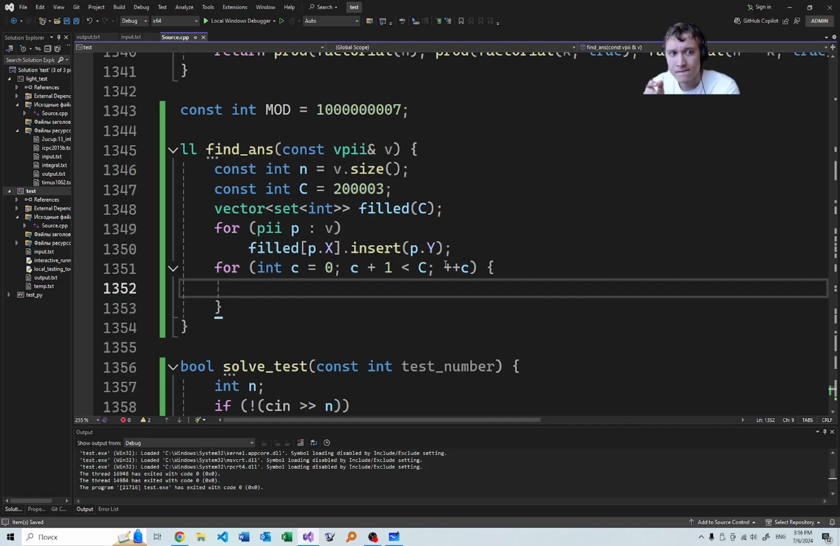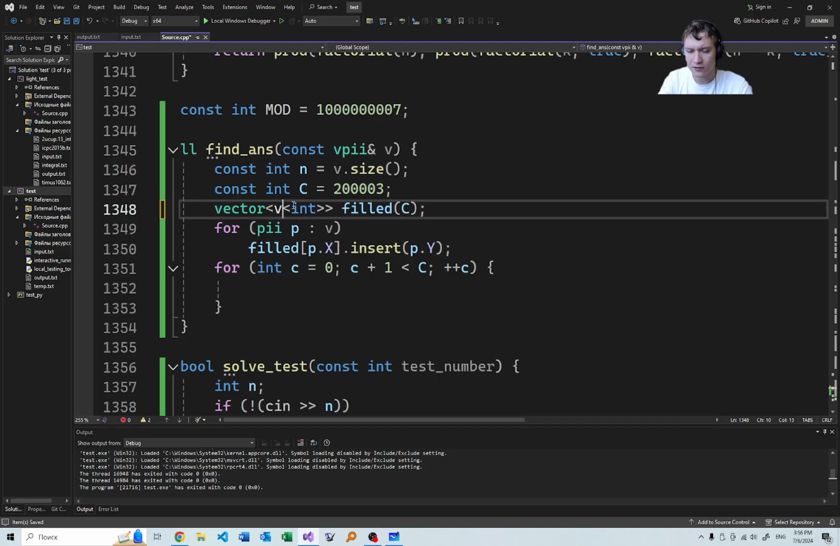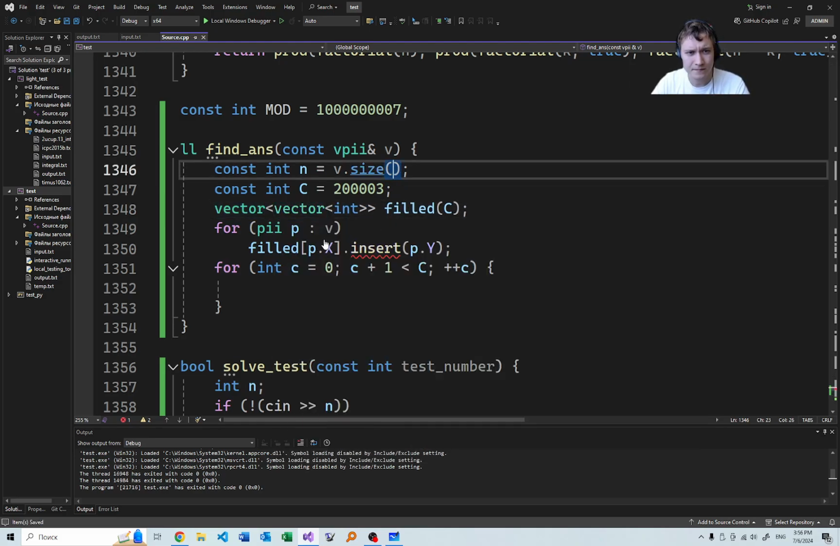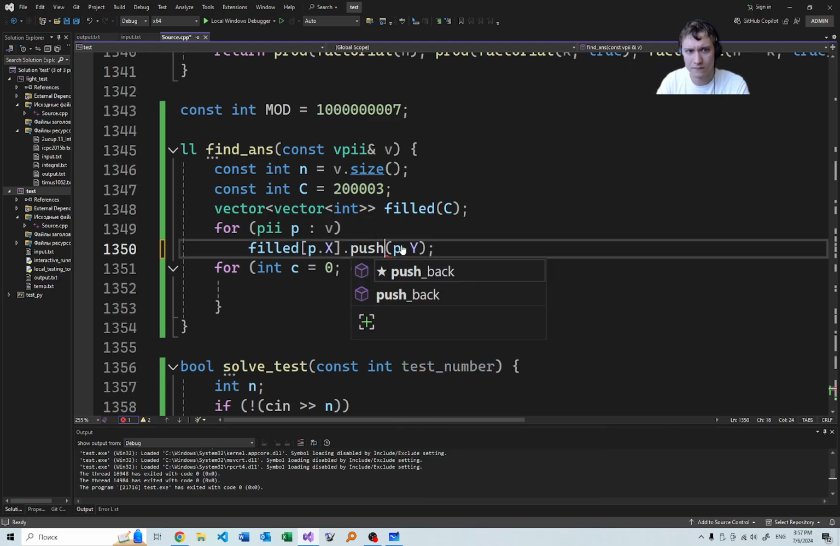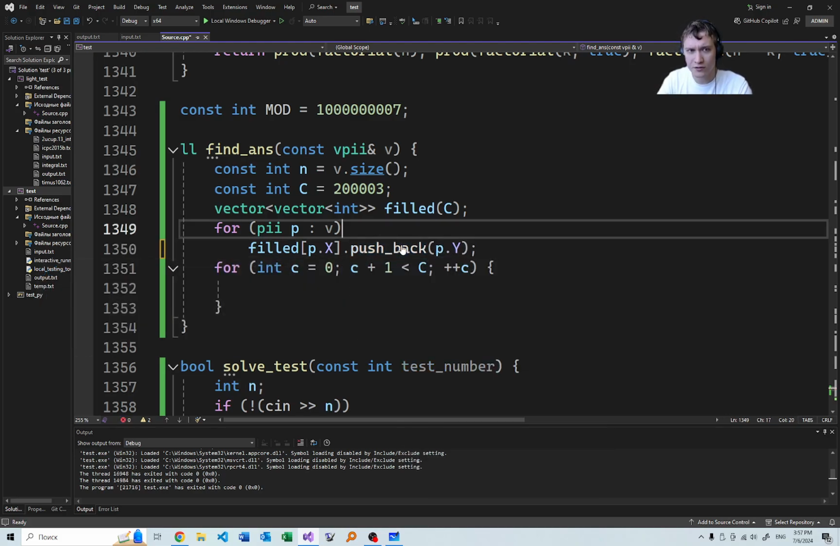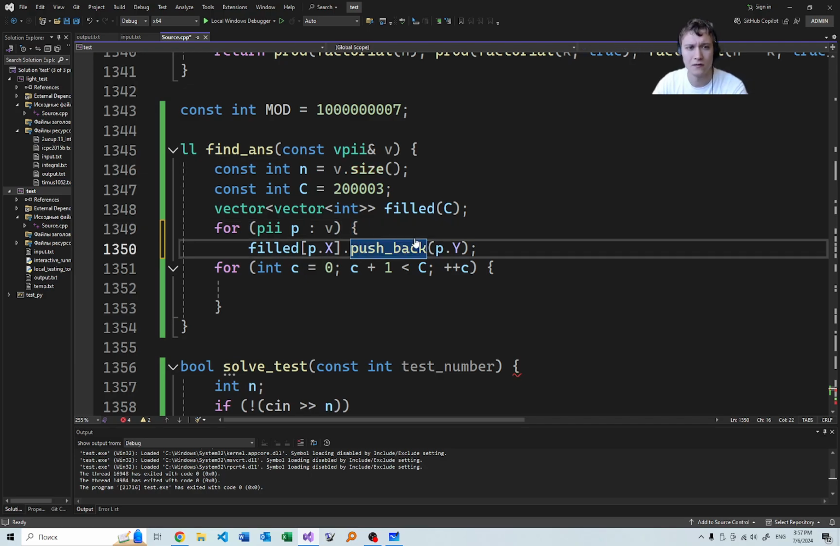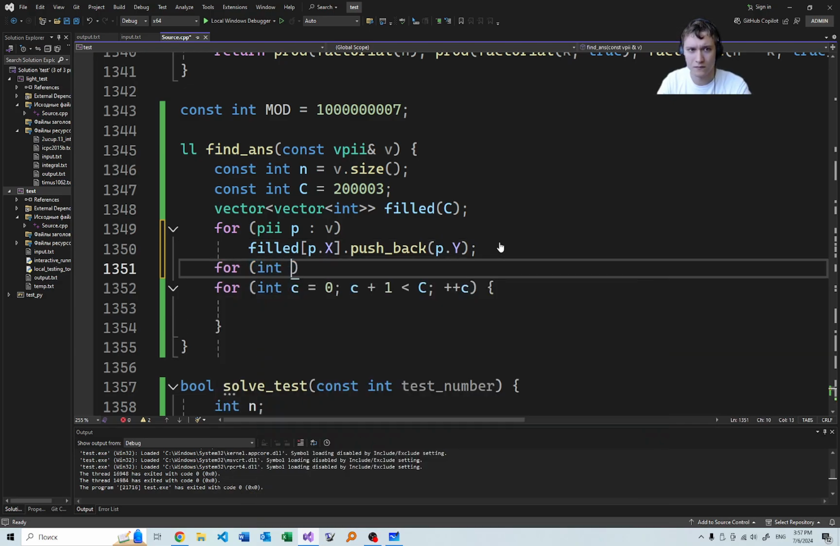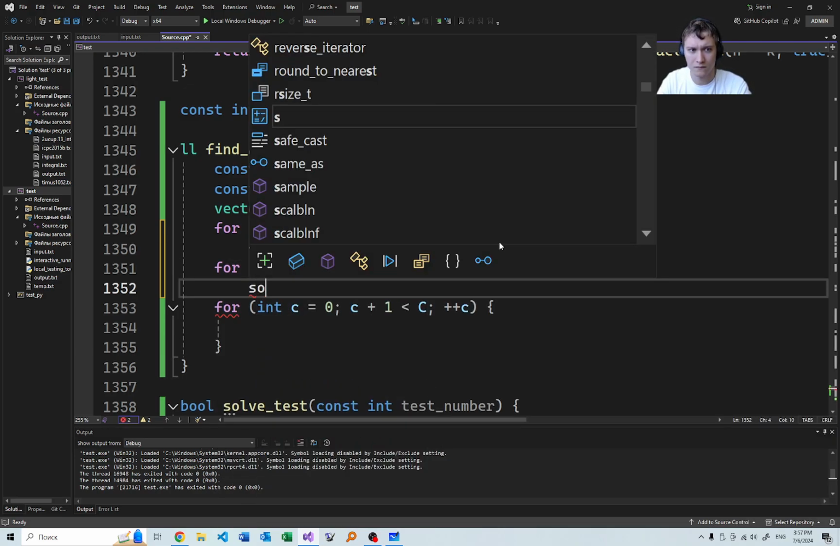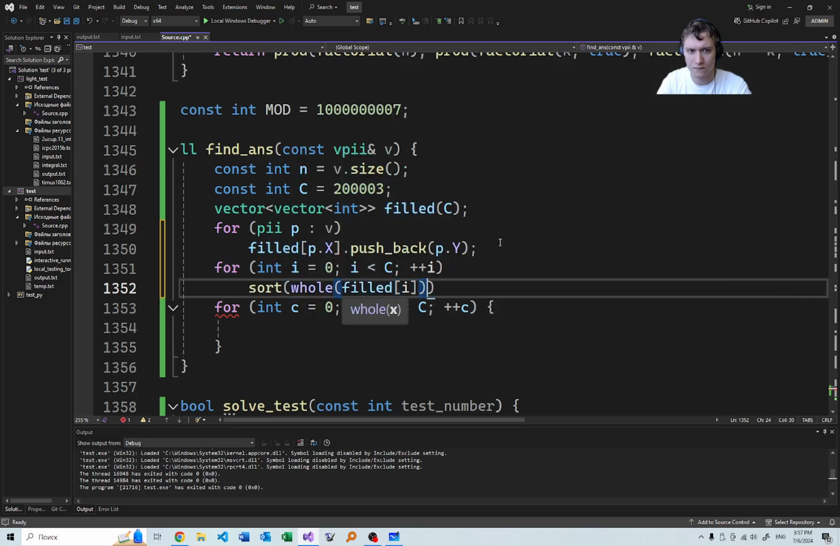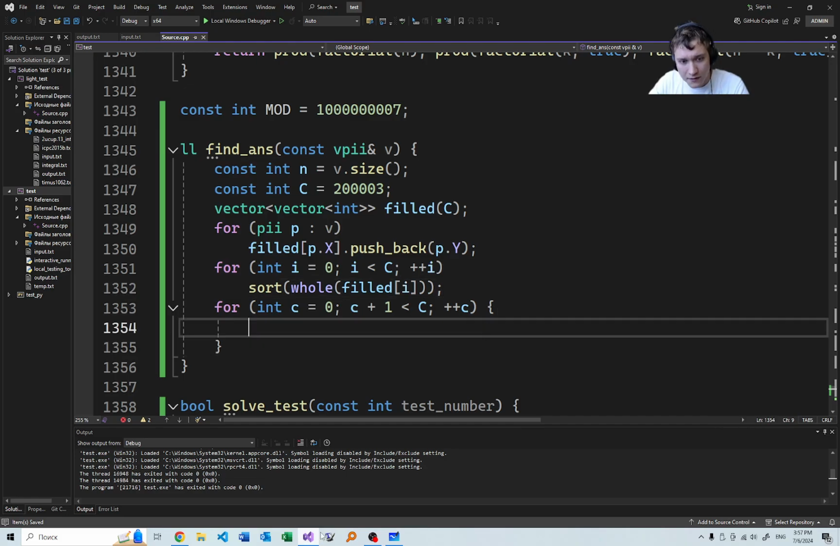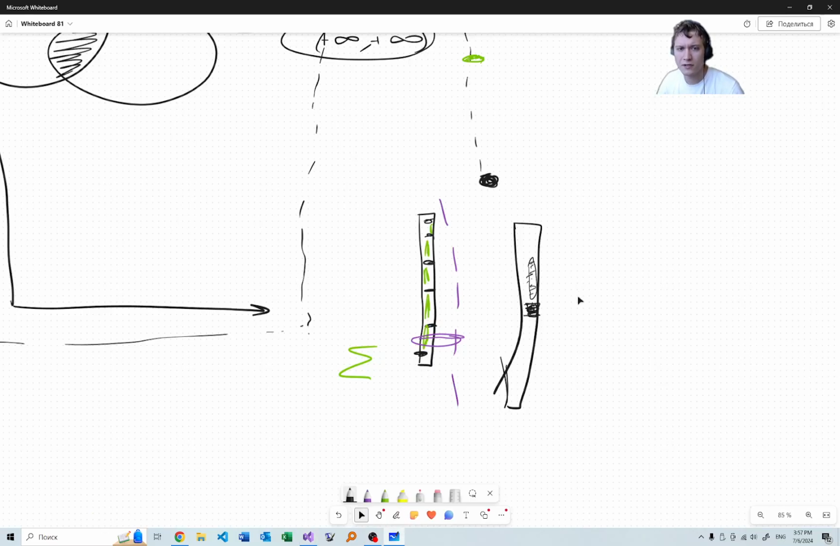I don't want it like this. I want a vector of ints. But then I want to sort it. Okay. Now I consider two consecutive columns. And I want something like two pointers. And I want to add edges.